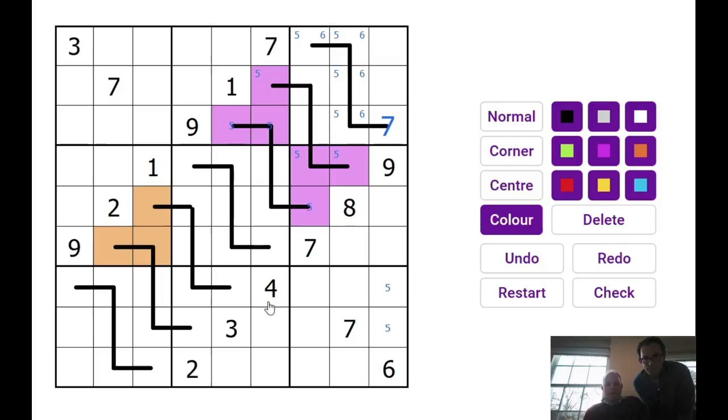Lovely shape puzzle. Yeah. Thank you. No problem. Good to see you. And to you. Bit of a surprise guest there, weren't expecting that.